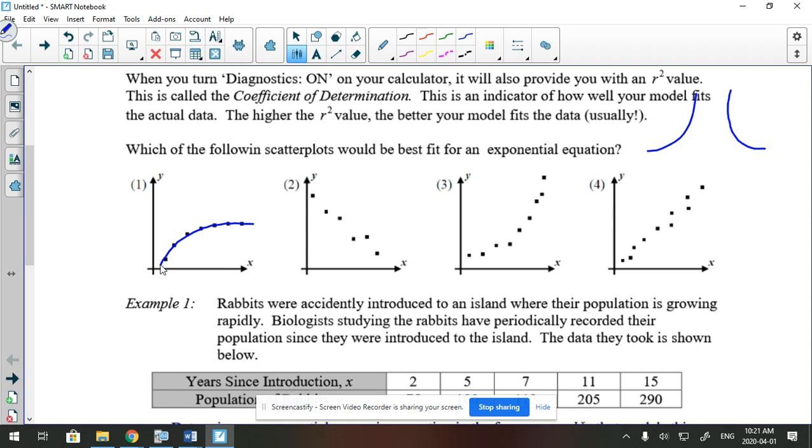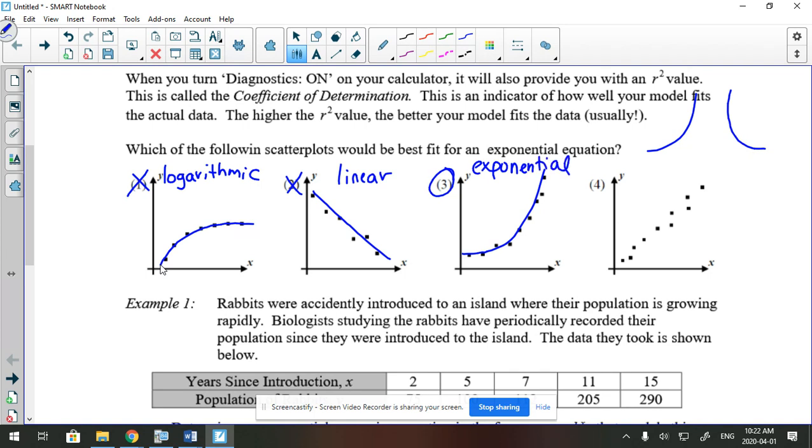It's actually logarithmic, which you're going to get into in the next unit. The next one here, if I draw a line of best fit, it's going to look something like this. That is also not exponential. This is more fitting for a linear regression. If I do the next one, you can see it starts with a bit of a curve and then it grows faster. This is what an exponential function looks like. So this would be an example of an exponential equation.